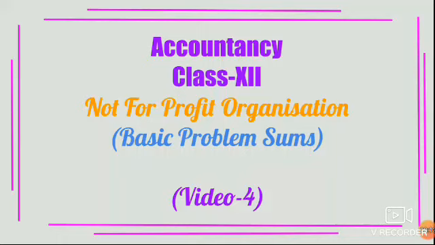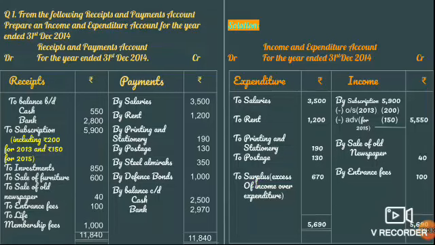In the question, they have given us the receipts and payments account, and even additional information may be provided also. So with the help of the receipts and payments account, and if there is any additional information provided, with the help of these two, we have to prepare the income and expenditure account. So let us start with the first problem sum.